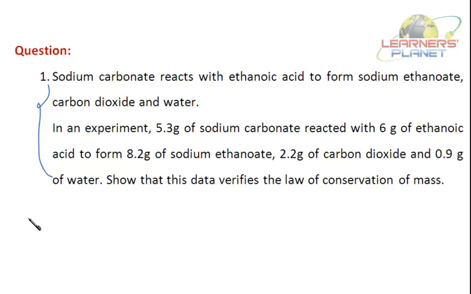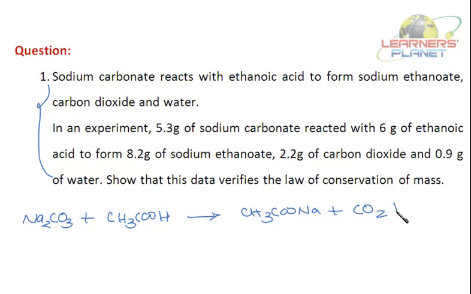Sodium carbonate, I'll write the chemical formulas of these compounds. Sodium carbonate, that is Na2CO3, reacts with ethanoic acid, that is CH3COOH, forming sodium ethanoate, that is CH3COONa, plus carbon dioxide and water. This equation is not balanced. I'll balance it. I'll just put a 2 over here and 2 over here. Now this will be balanced.